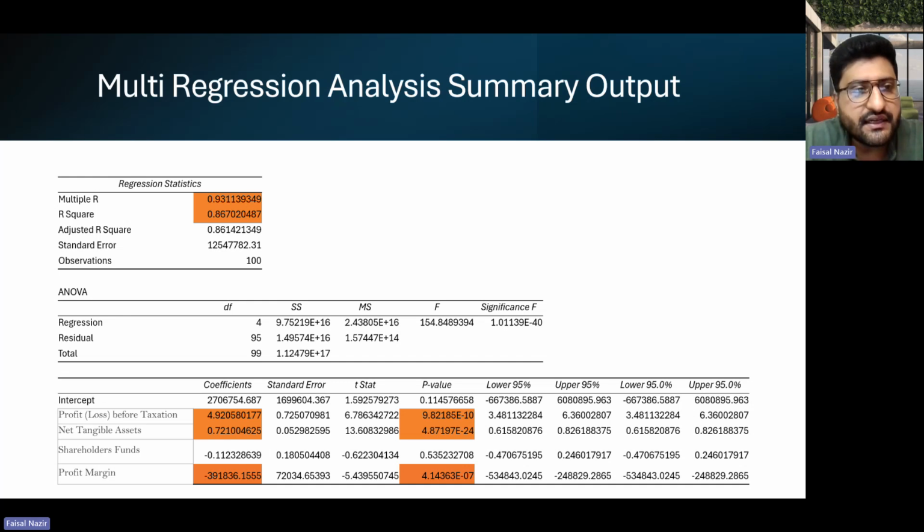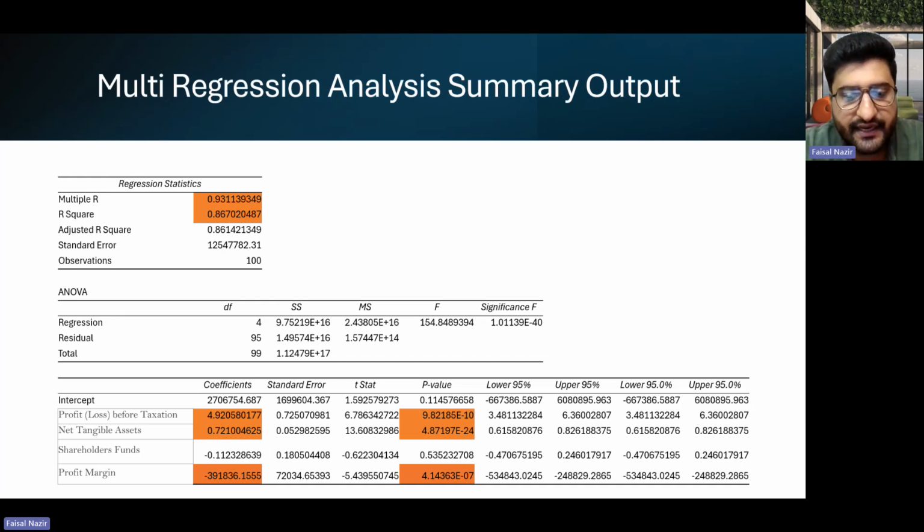So the key variables with significant impact: first, profit or loss before taxation, with the coefficient of 4.92. This variable shows that for each unit increase in profit before taxation, turnover increases by approximately 4.9 units. The p value here is extremely low. This variable has strong statistical significance as a predictor.